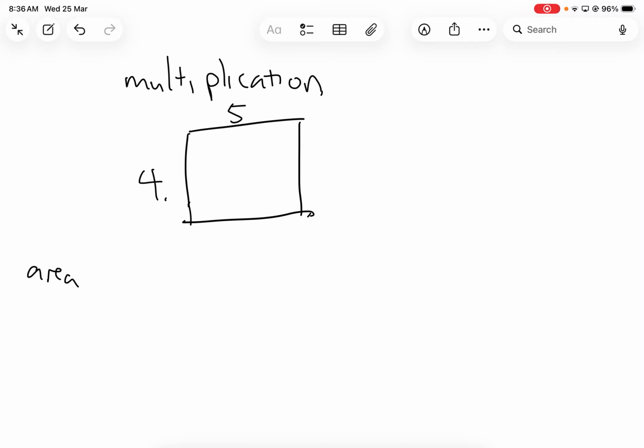20. How does this 20 come about? Here is 2. Here is 2. So what is this over here? 4. What is this over here? 4 also. What is this one? 6. Because 2 times 3, 6. This one? 6 also.